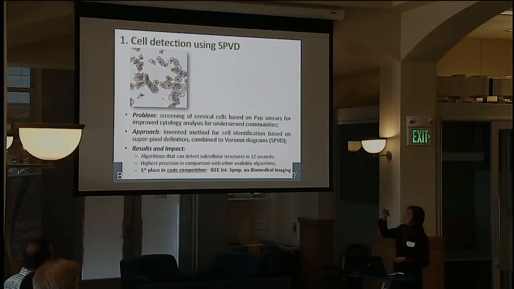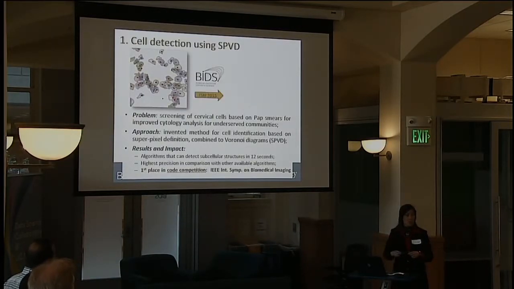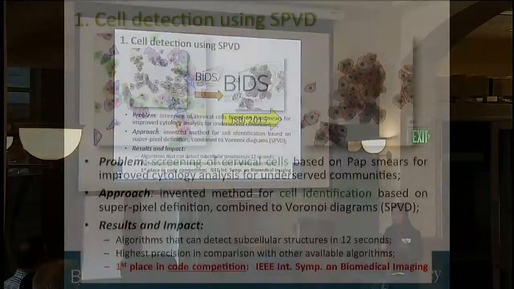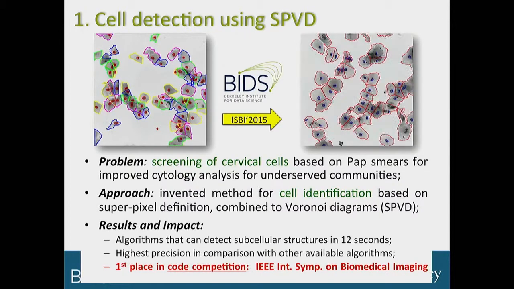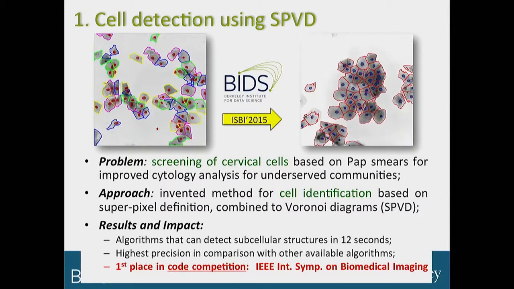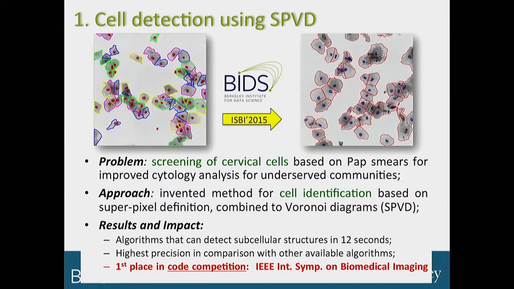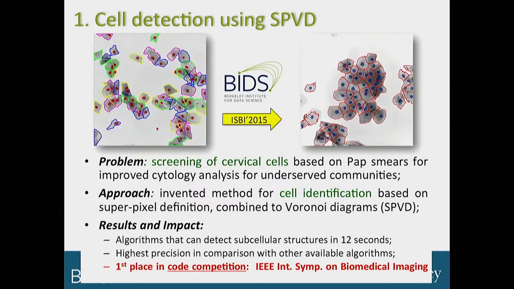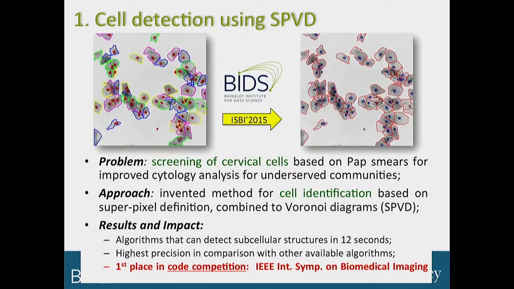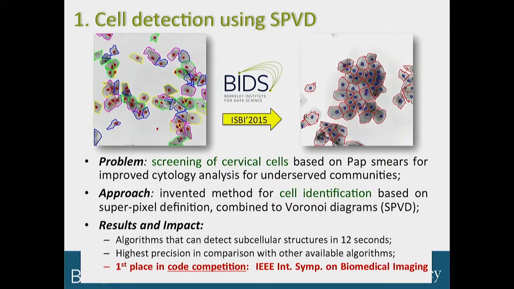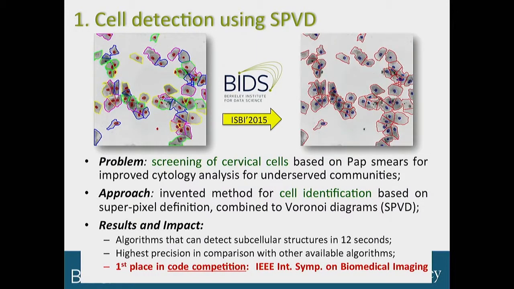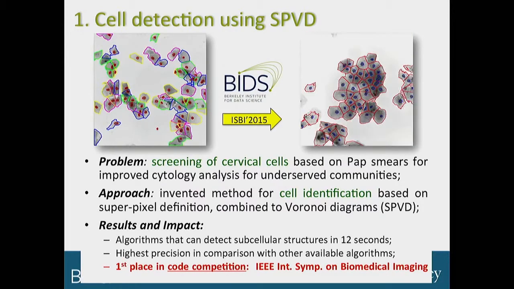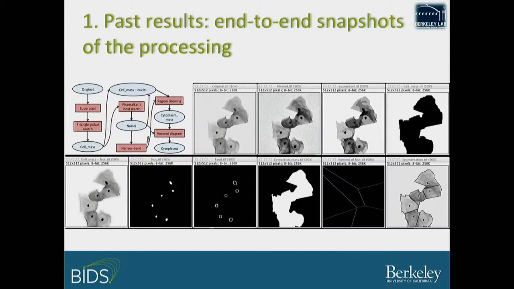So we developed an algorithm that I'm calling SPVD, which stands for Superpixel Voronoi Diagram. In other words, it's an algorithm that will pull apart where the cell is, where the nucleus is, and where the cytoplasm is. So far, we have the fastest algorithm in comparison with all of those that competed in this challenge. For each image, it takes about 12 seconds.